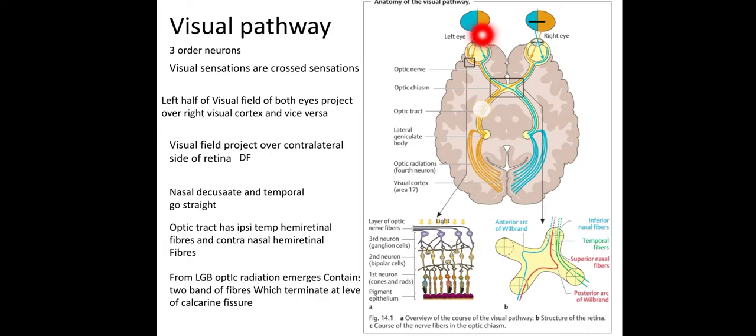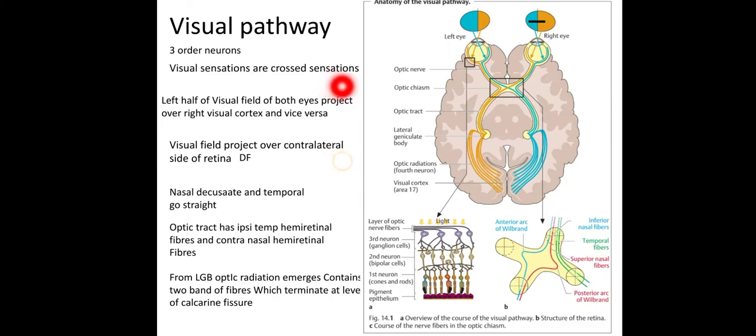Now, this is the visual field. What is the visual field? The area of landscape which is projected over the retina, keeping the eye fixed at a point, is known as the visual field. It is divided into the left half and right half, and it is also divided into nasal half and temporal half. For the right eye, this is the nasal half and this is the temporal half. For the left eye, this is the nasal half of the visual field and this is the temporal half.